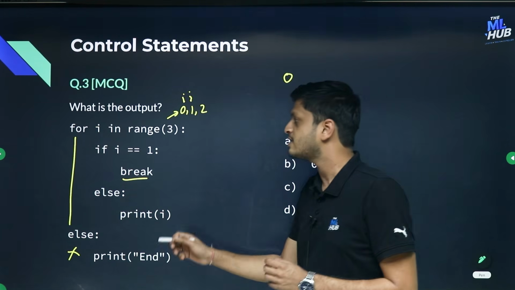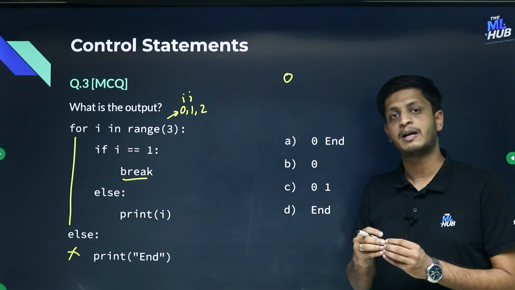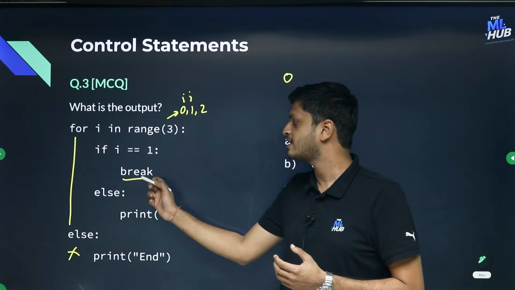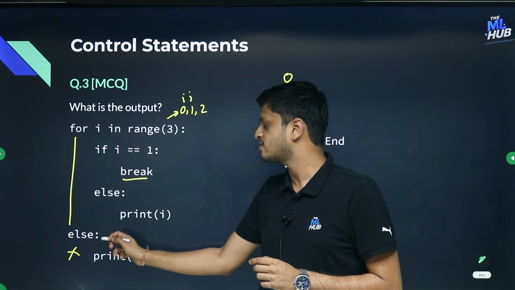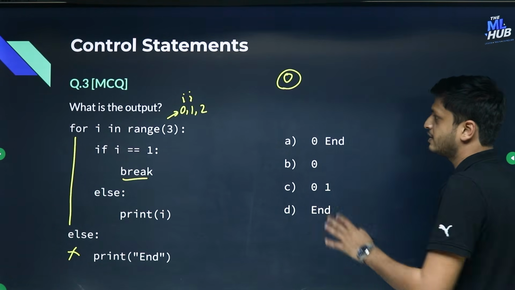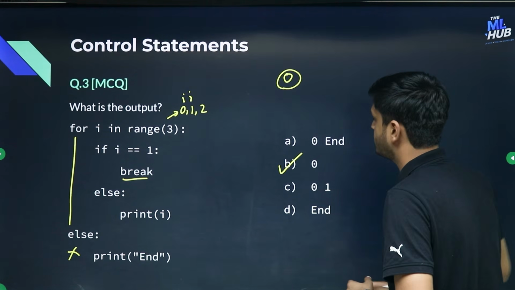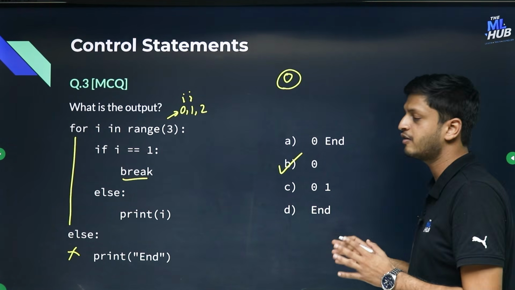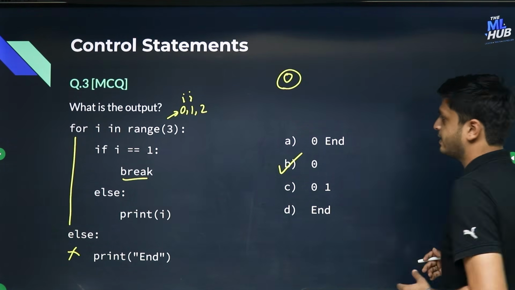Else only executes if the previous loop did actually finish completely and it did not break. But the last statement that we ran is break, so else will not execute. Only output will be 0. So the only output in this piece of program will be 0, which is option B. Look for the break statements and if else very carefully and you'll be able to do it. So the correct answer is option B.